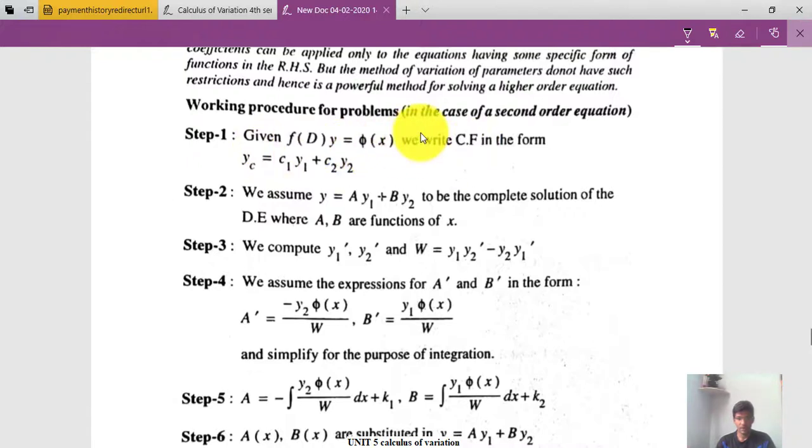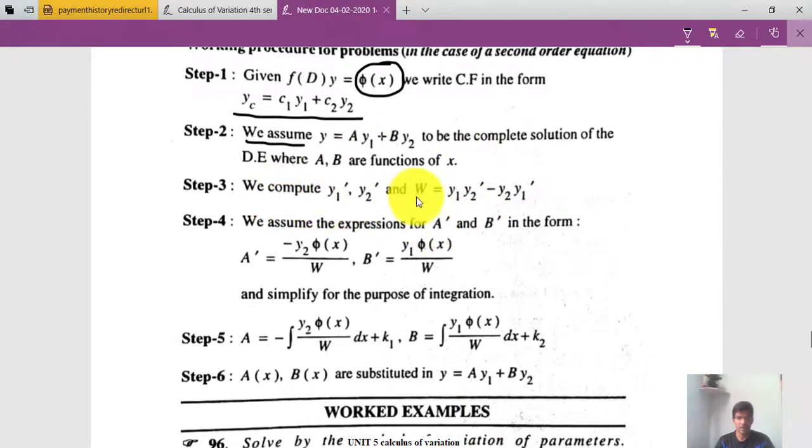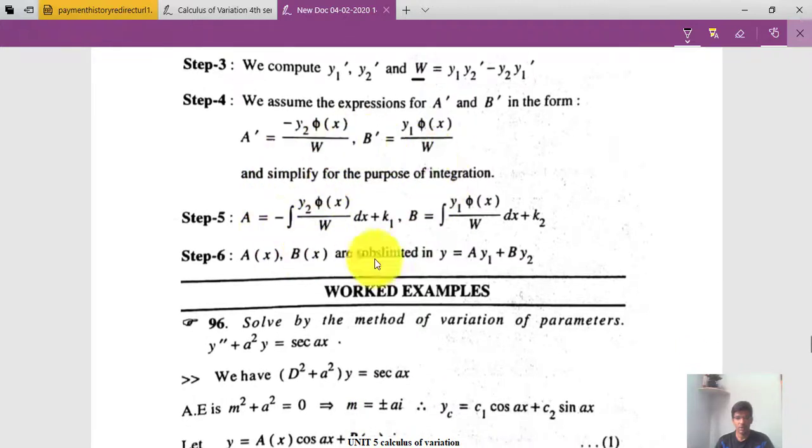So for any given differential equation of this type, if it is not a standard equation or form which you have already studied, with phi of x on the right-hand side, we write the complementary function in this particular manner. You should assume that the complete solution is of the type y = a y1 + b y2, where a and b are functions of x. Then differentiate this and take the Wronskian, and finally substitute in the given formula to find the values of a and b.